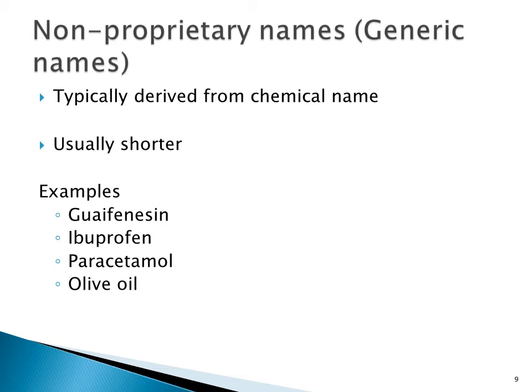Then for the non-proprietary names, also known as the generic names, these names are typically obtained from the chemical names and they are usually shorter. Examples, you have guaifenesin, ibuprofen, paracetamol, and olive oil. So you can imagine if you have to start calling paracetamol N-acetyl-p-aminophenol every time. Then for ibuprofen, RS-2-(4-(2-methylpropyl)phenyl)propanoic acid. The name is really tongue twisting, so it's better to just say ibuprofen.